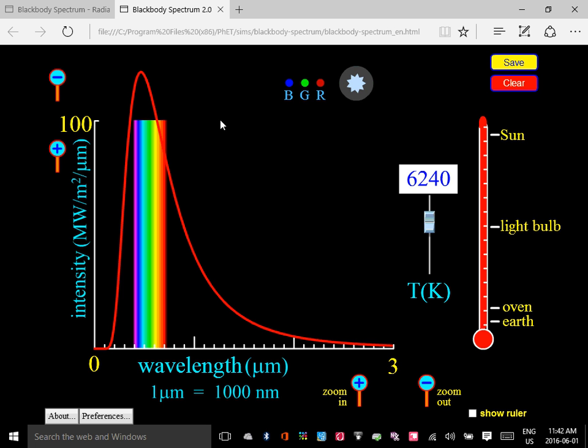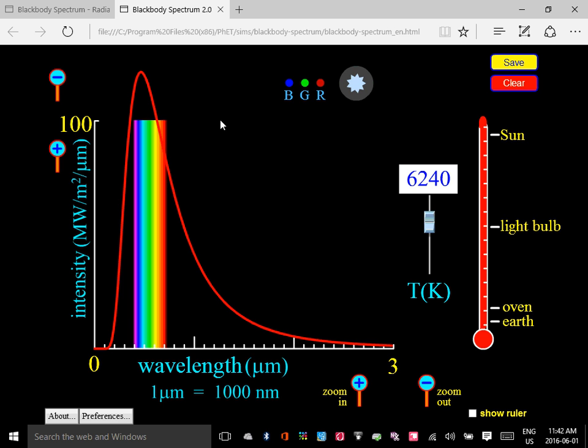Because physicists are like, what's going on here? Why does it go down? Why doesn't it continue to go up? Why don't we continue to produce higher frequency light? What's going on? So that was the conundrum. That was the dilemma. So what's the solution?